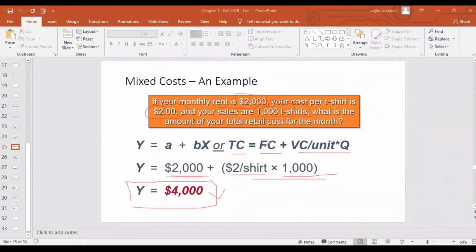Now if we change this number here to 500, what would happen? Well, 2,000 will stay the same, that's a fixed cost. But then 1,000 here will become 500. So 2 times 500 is 1,000, and this would become 3,000. 2,000 plus 1,000, 3,000. But what if you change the cost per shirt?